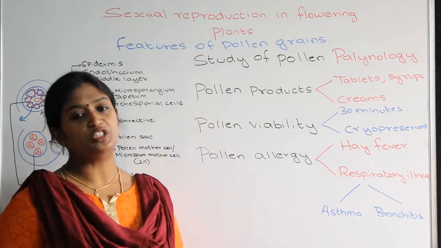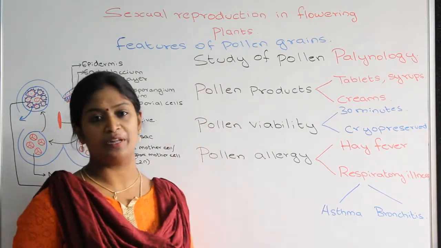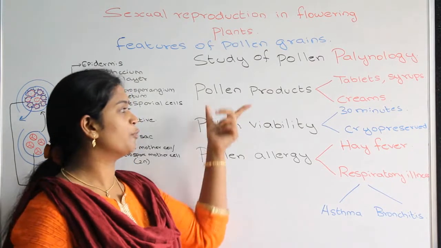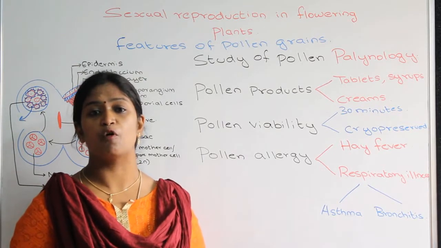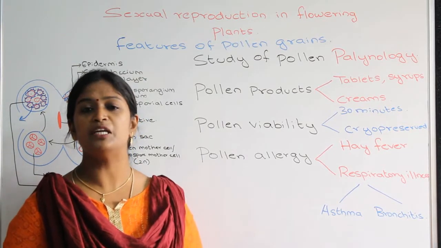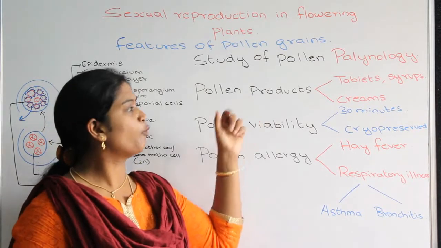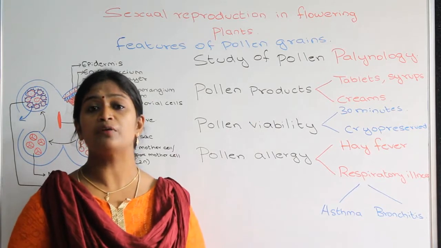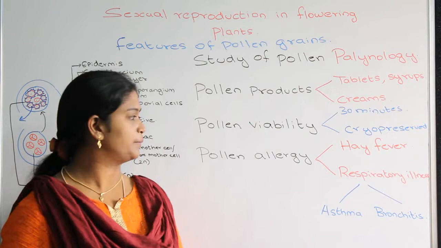Let's study about the features of pollen grains. The first important thing is the study of pollen grain. The study of pollen is called palynology. Next we have the pollen products. In Western countries, these pollen products are used in the form of tablets and syrup. It is believed to increase the speed of athletes and race horses. The pollen products are also used in creams. It is believed that the pollen grains protect themselves from UV rays and the pollen creams protect the skin.